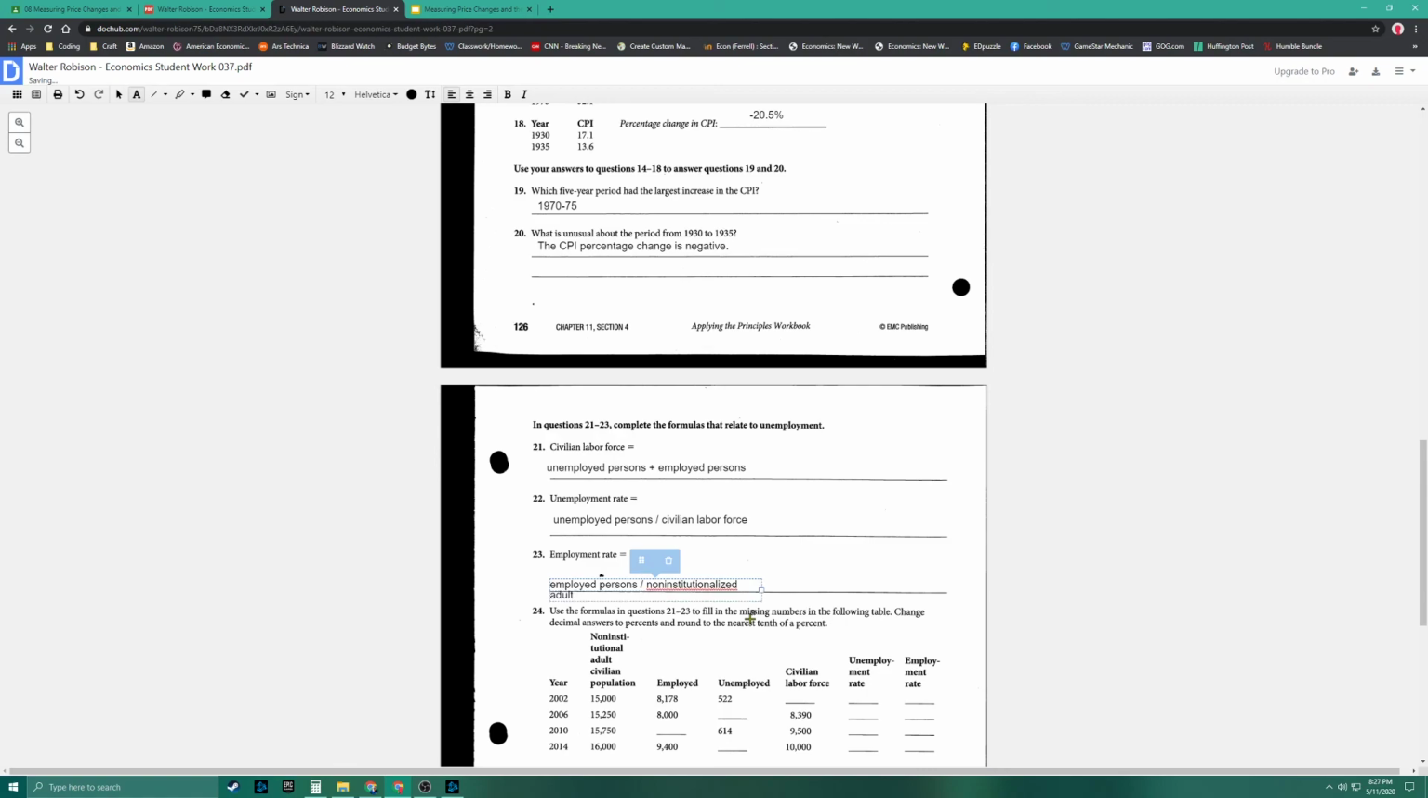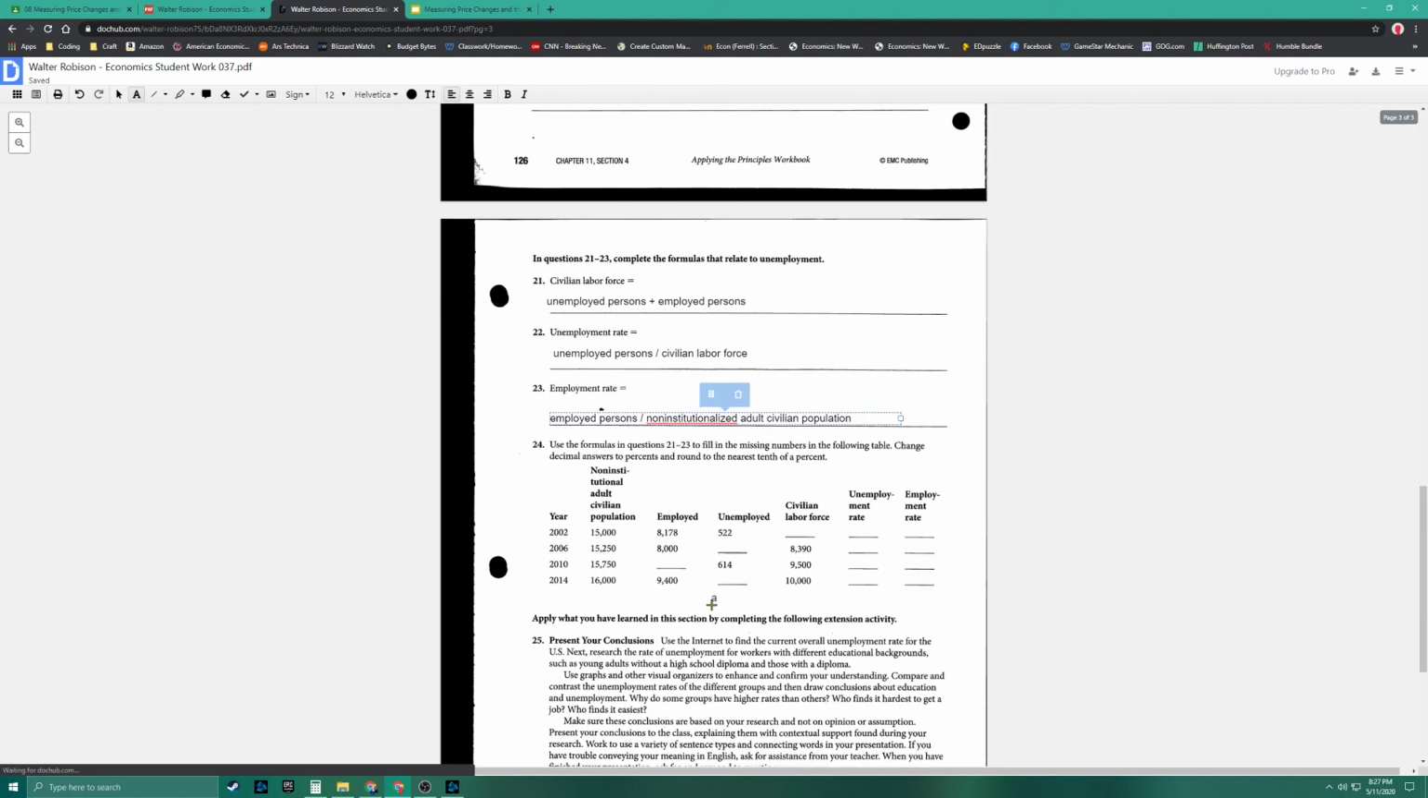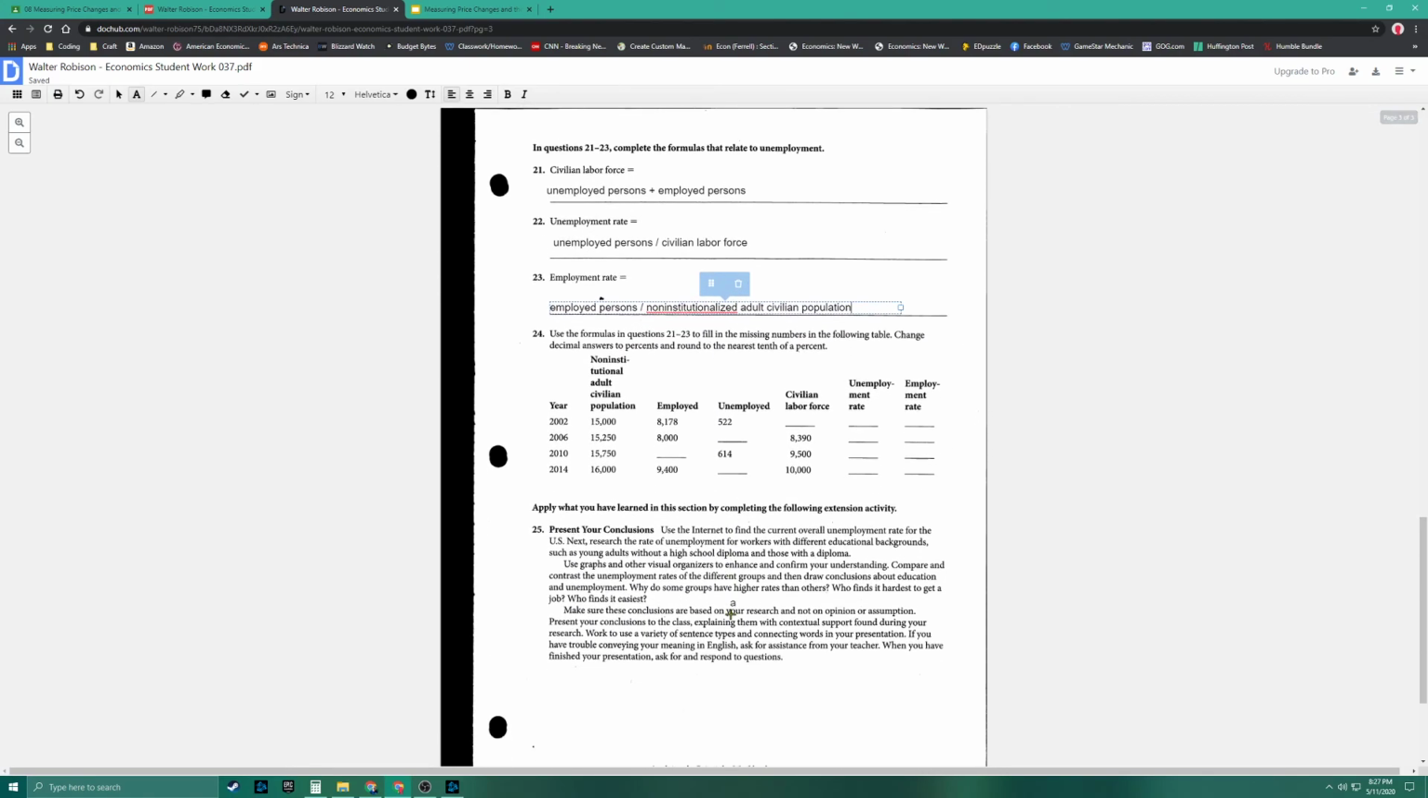Adult civilian population. There we go. And if you're confused about what this means, like you are in school, school is an institution. Okay. If you're in prison, that's an institution as well. So hopefully you're not, especially if you're hearing this. Okay.